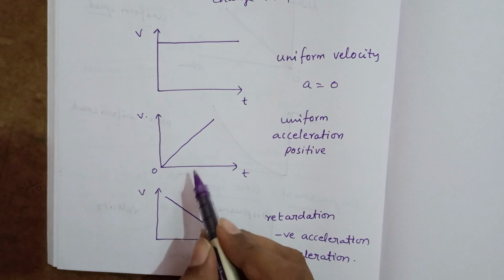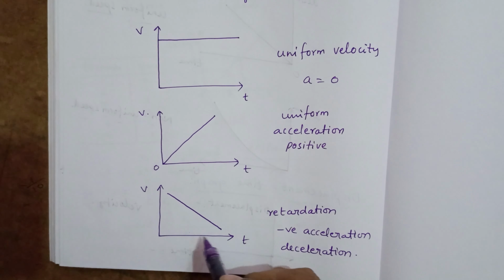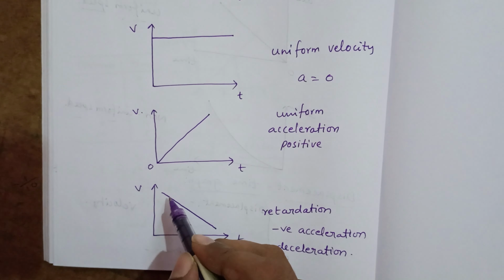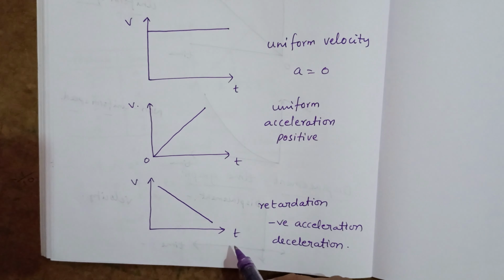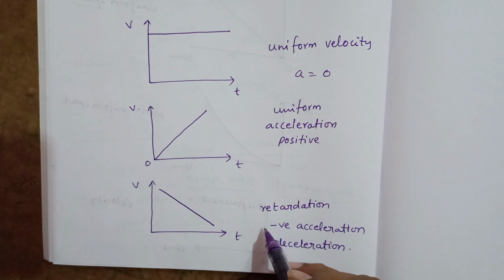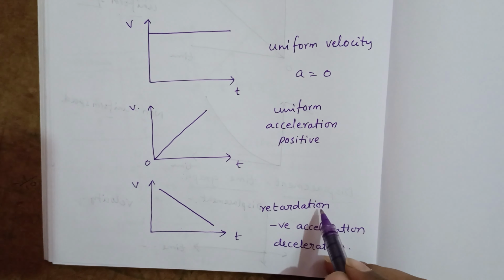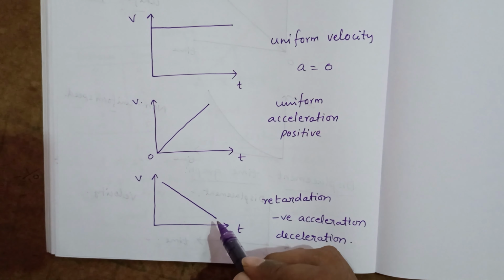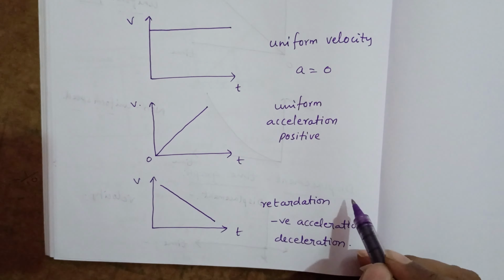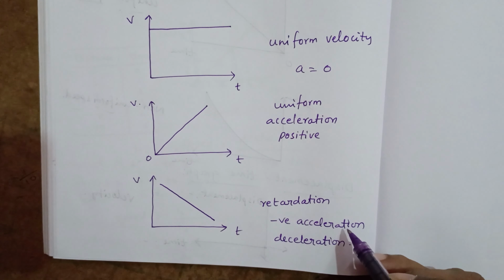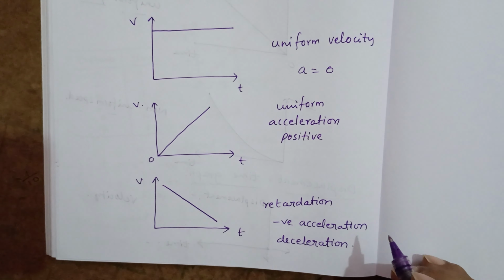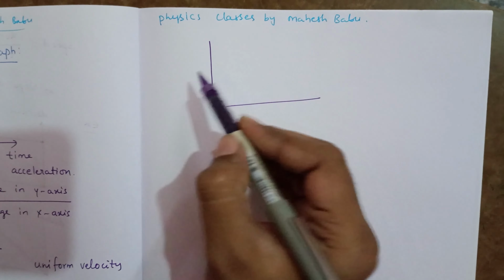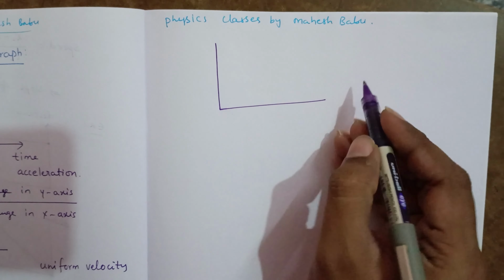Now we'll take another case. In the velocity time graph, the velocity of the body continuously decreases with time. It is taken as retardation. The velocity time graph is decreasing with time, velocity decreasing with time. It is retardation, or negative acceleration, or deceleration. Now here we will see how to find acceleration.